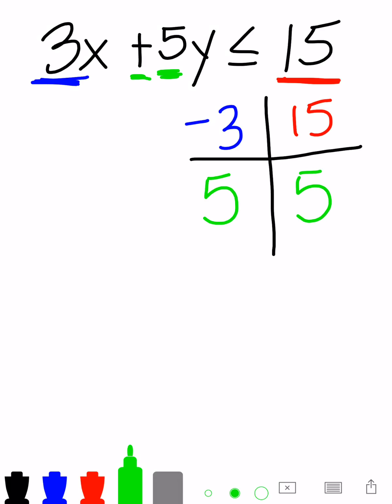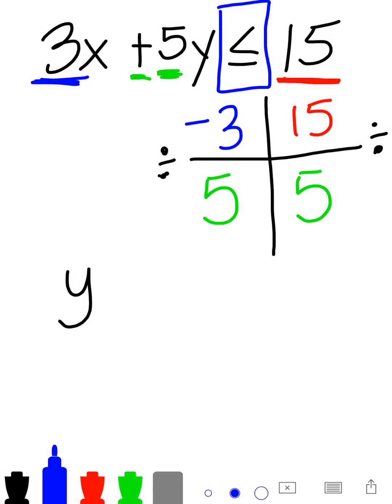The last step is to divide from top to bottom. Now I'm ready to write my answer. So y, I'm not going to put equal because we're solving an inequality. So I'm going to use the original symbol that I was given right here, less than or equal to. So y is less than or equal to negative 3 divided by 5, which will give you just a negative 3 over 5.